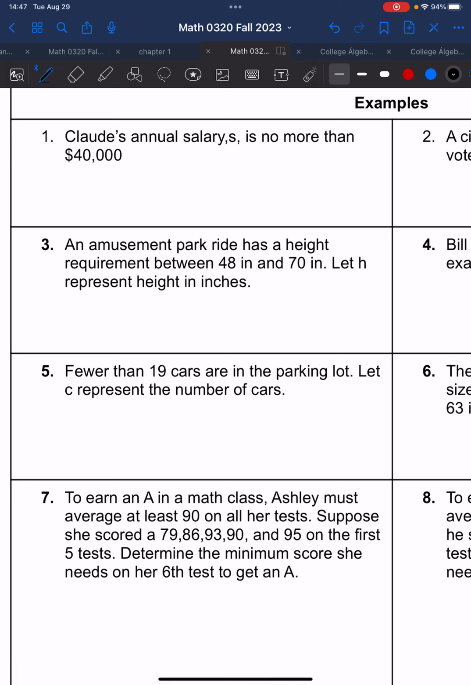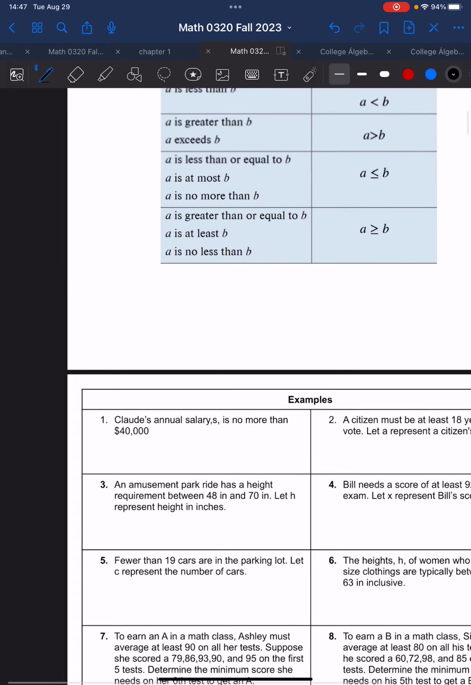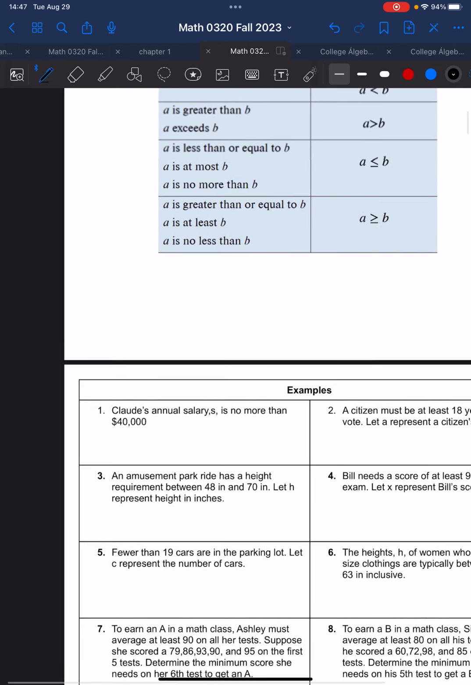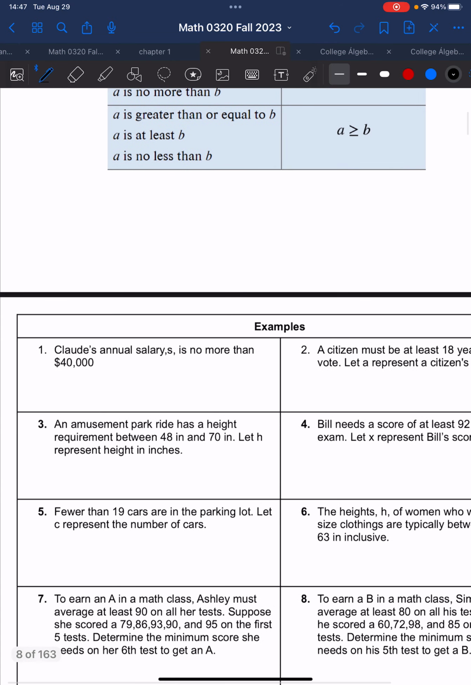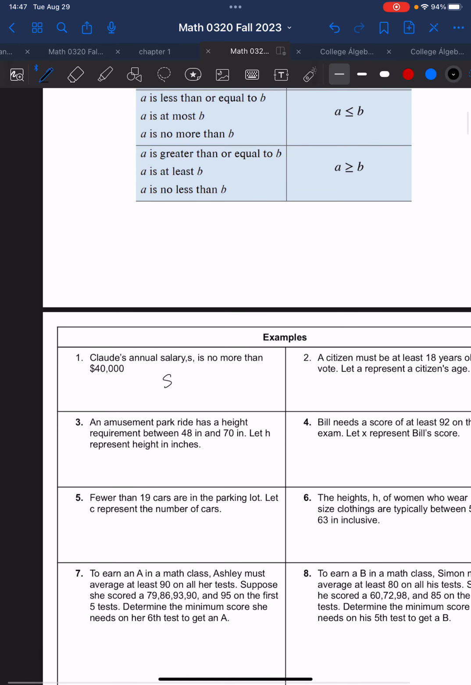Okay, so for number 1, it says Claude's annual salary S is no more than 40,000. So we can look back at our chart. No more than is less than or equal to. So we would write S less than or equal to 40,000. And that's our answer.